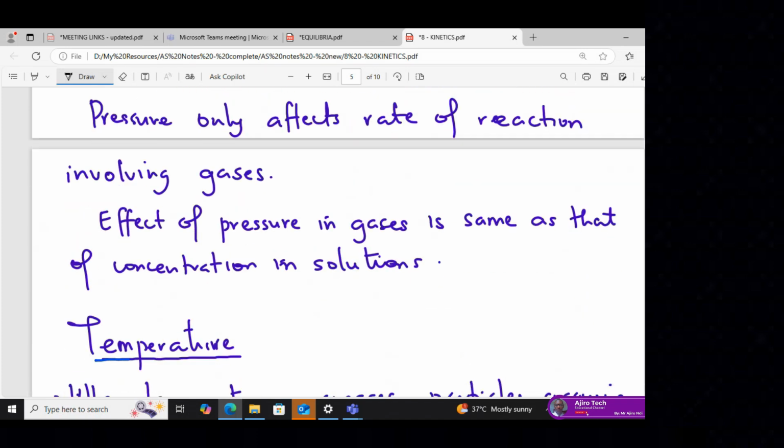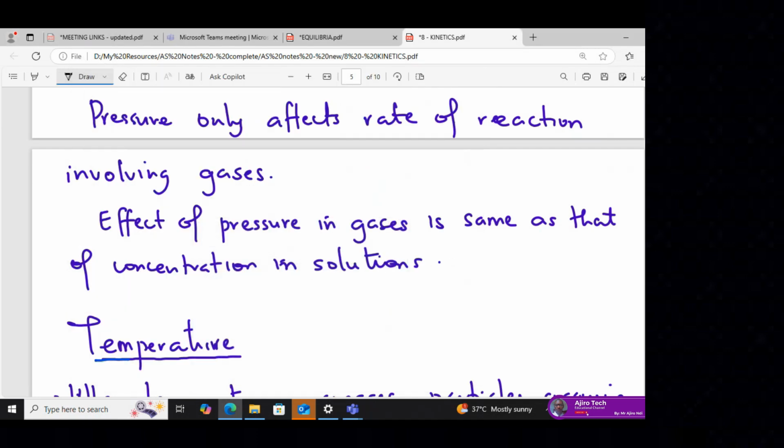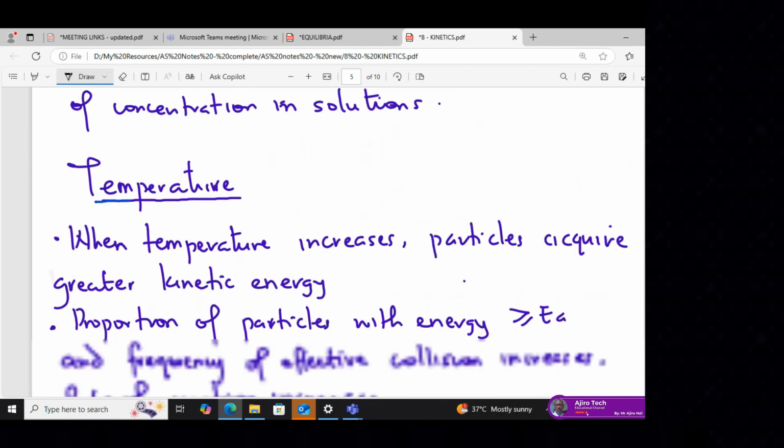Effect of pressure in gases is the same as that of concentration in solutions. What I mean is that when you say high pressure, I mean high concentration, higher rate. Higher pressure, higher rate. At high pressure, the particles are crowded together. They collide more frequently. Rate will increase. Is that okay?